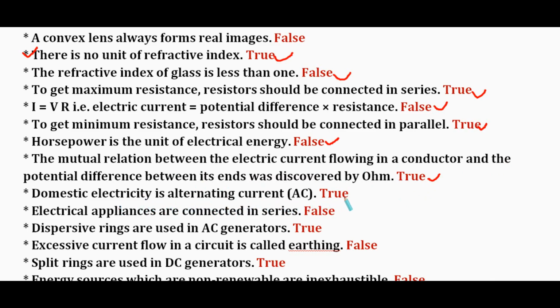Domestic electricity is alternating current, AC. True. Electrical appliances are connected in series. False. Slip rings are used in AC generators. True. Excessive current flow in a circuit is called earthing. False. Split rings are used in DC generator. True.